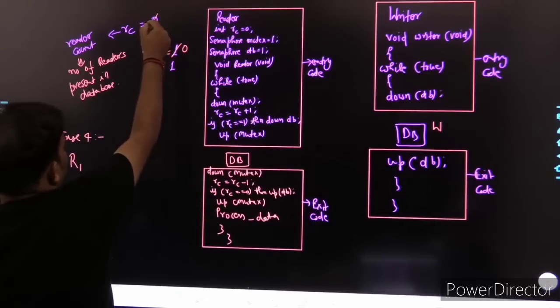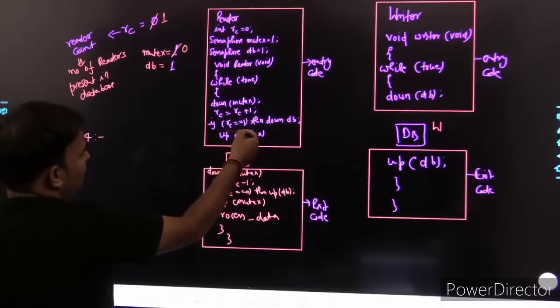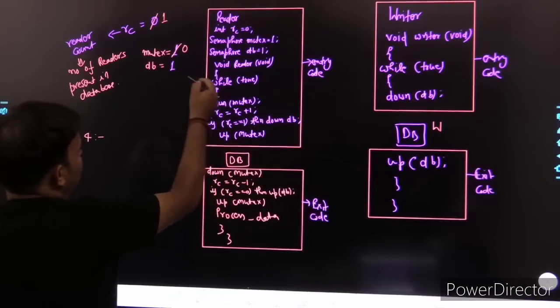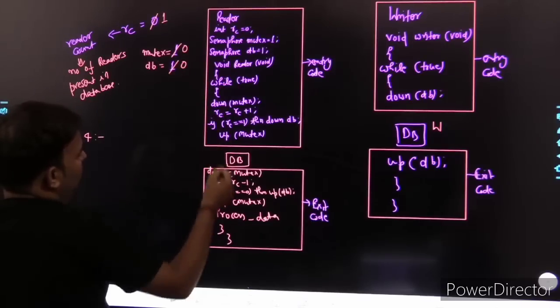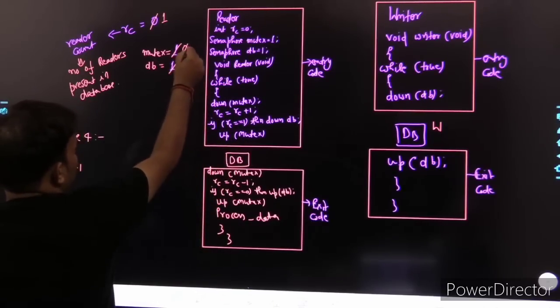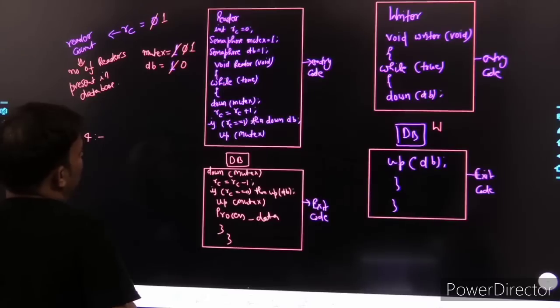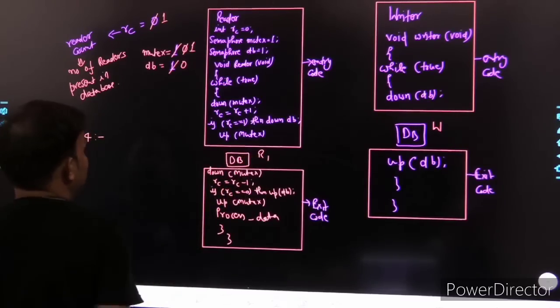So RC will become 1. If RC equal to 1, then down of DB, make this down of DB here. Up of mutex, make this up of mutex 1 here. So R1 enters into the critical section.